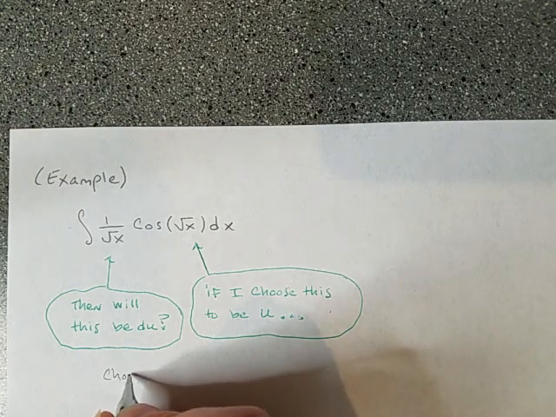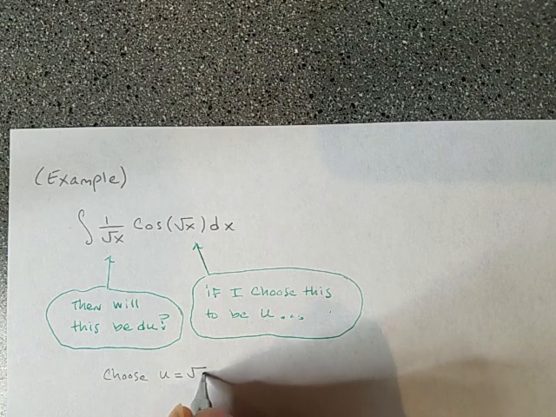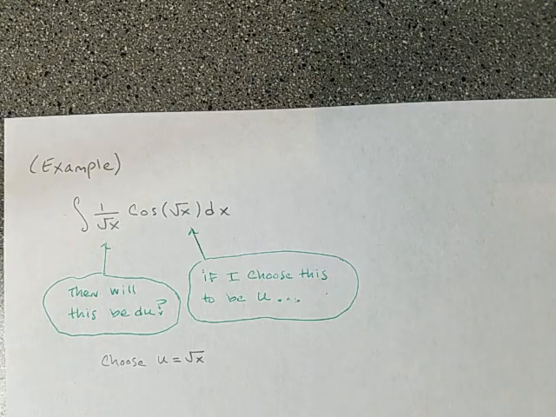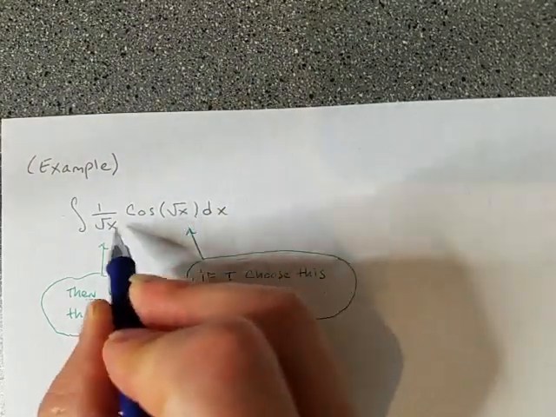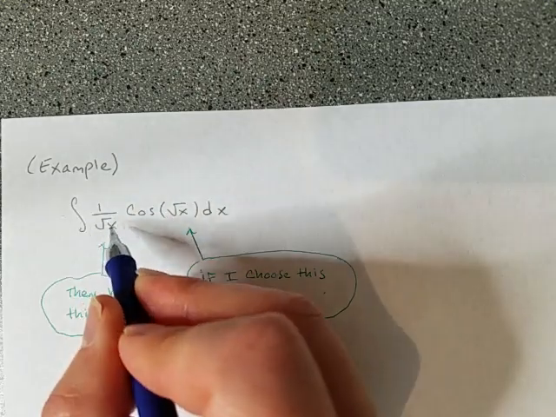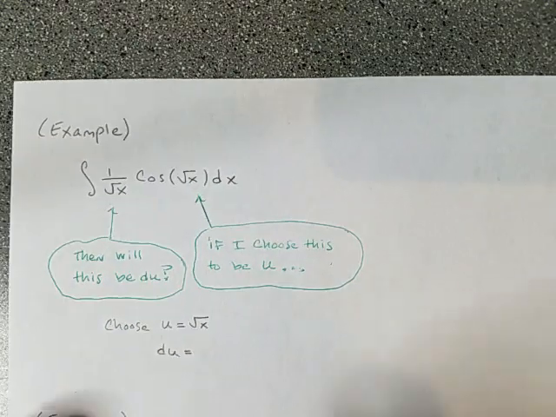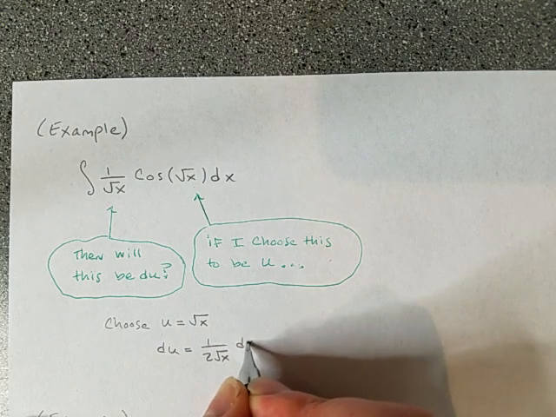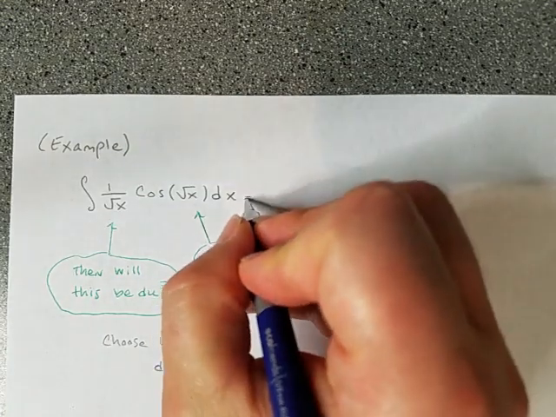Here's the substitution that I'm going to choose to work with. I'm going to let u be root x. I can choose anything I want to be u, but if I choose this to be u, that really will be the du. Du will be, let's see, what's the derivative of root x? It's 1 over 2 root x dx. Okay? Now, are these going to fit up there? I'll rearrange it a little bit.